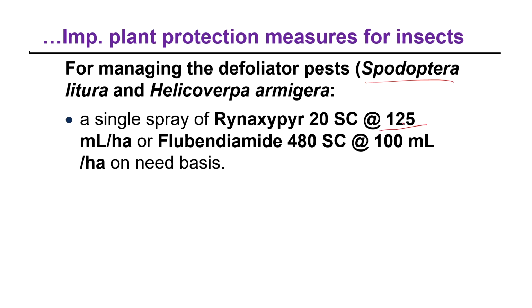For managing the defoliator pest like Spodoptera litura and Helicoverpa armigera, a single spray of Rynaxypyr 20 SC at the rate of 25 ml per hectare, or flubendiamide 480 SC at the rate of 100 ml per hectare on need basis. So, these are the recommended insecticides. Either one of these can be used.